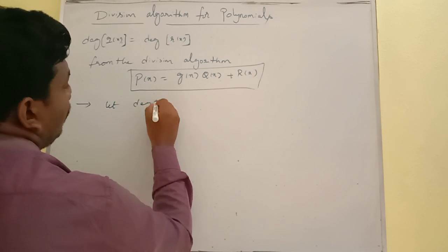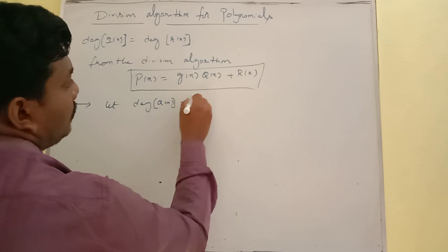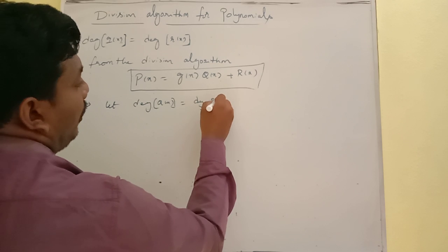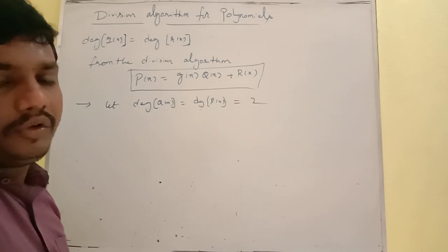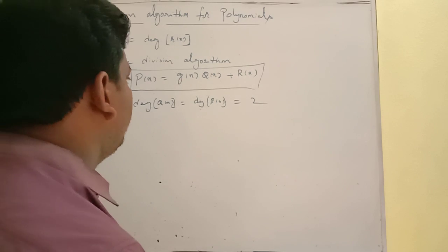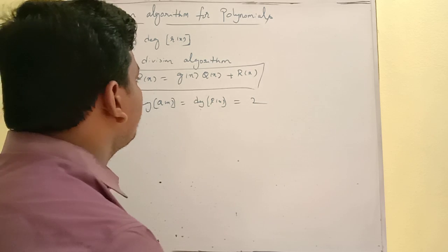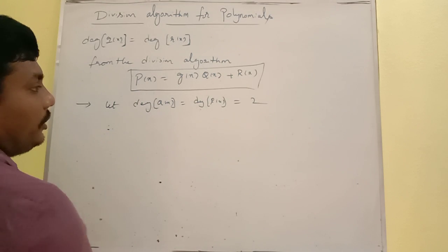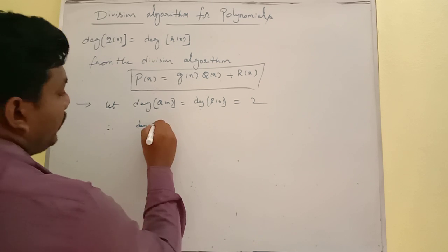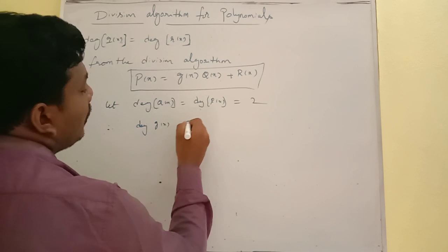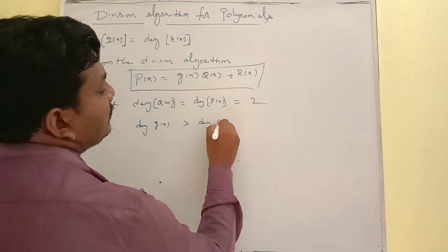So now let the degree of q of x equal the degree of r of x, which equals 2; I am going to consider a degree 2 polynomial. When the degree of q of x and the degree of r of x is 2, therefore from the condition, the degree of g of x is always greater than the degree of r of x.